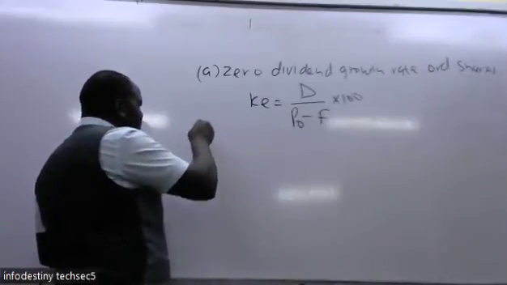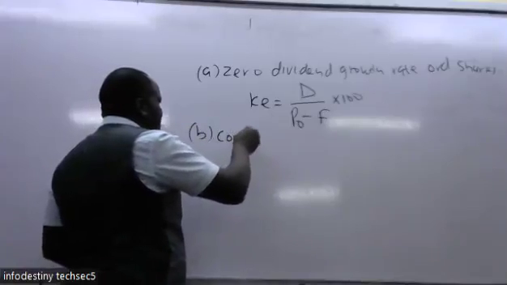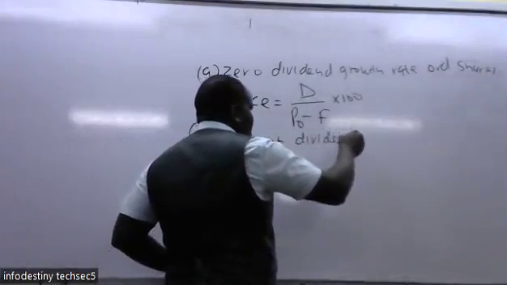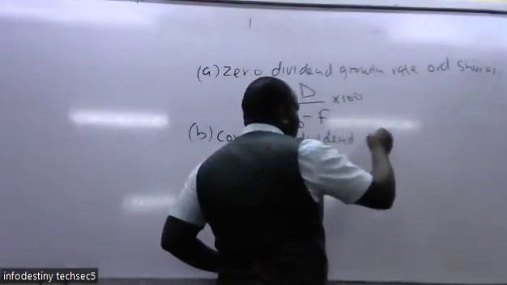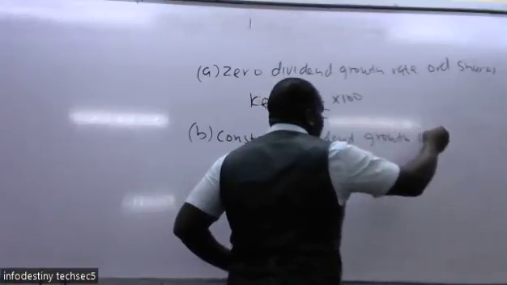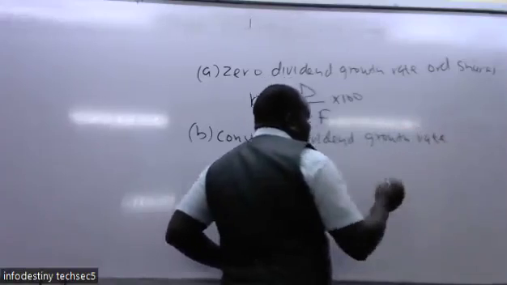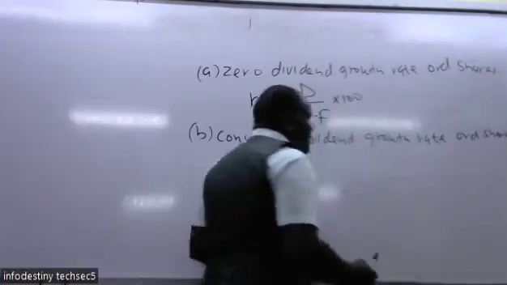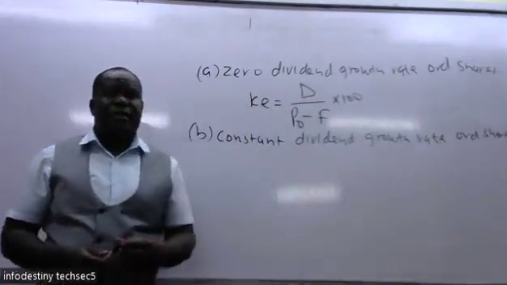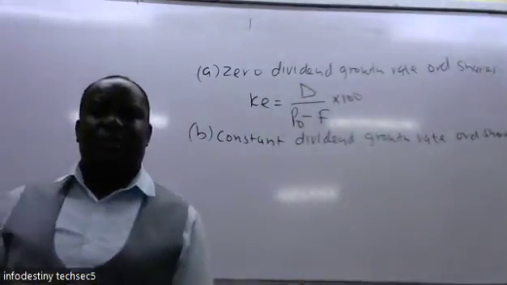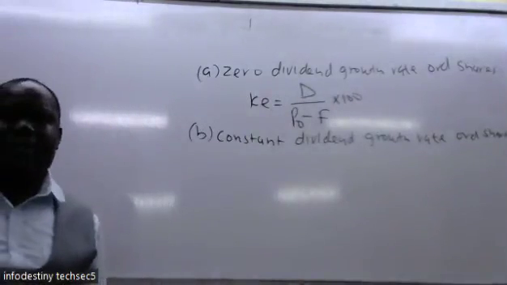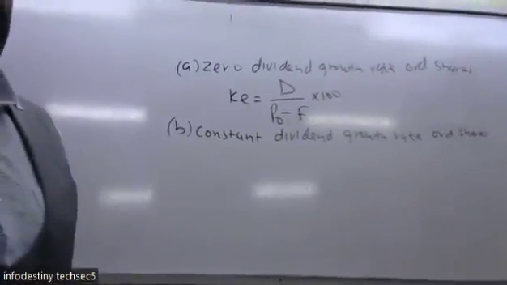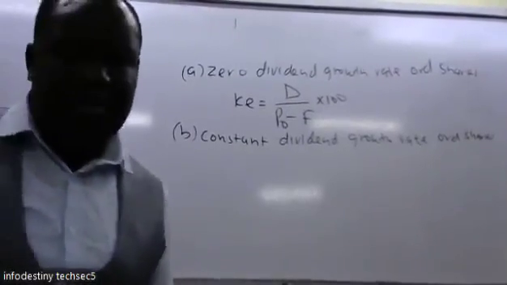So that is now the case of zero dividend growth rate ordinary shares. Then B, we shall have the constant dividend growth rate ordinary shares. Here the dividends will be increasing, but at a constant rate.